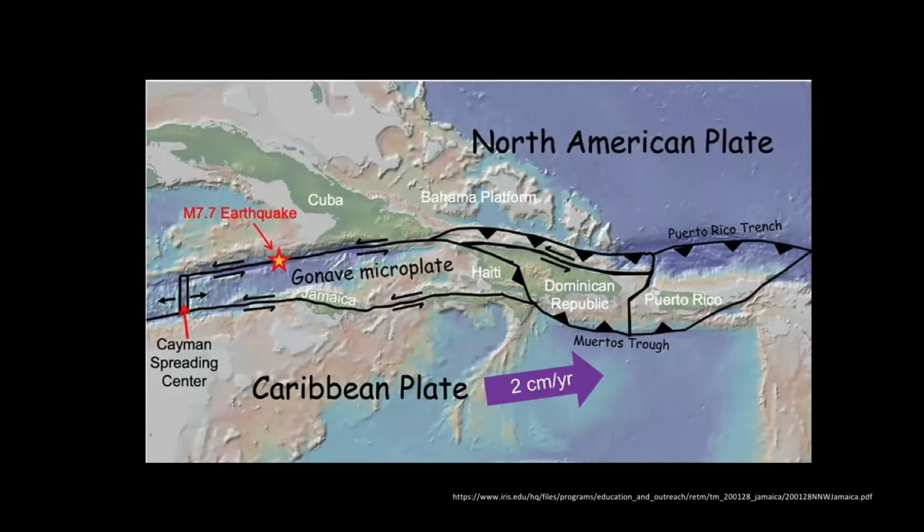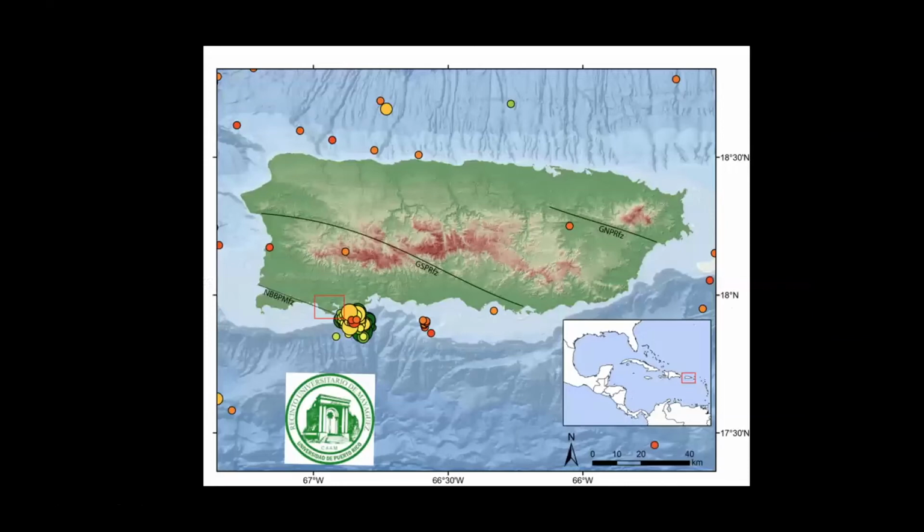As you might imagine, being squeezed between two larger plates puts stress and strain on the microplate that contains Puerto Rico and the US Virgin Islands, which are right here. So if we zoom in even further, we can see what that strain looks like in terms of fault zones within Puerto Rico. Here we see the island of Puerto Rico and the fault zones that run through it. This map only shows where the fault zones appear on land, but it's important to remember that those fault zones do extend down under the ocean.